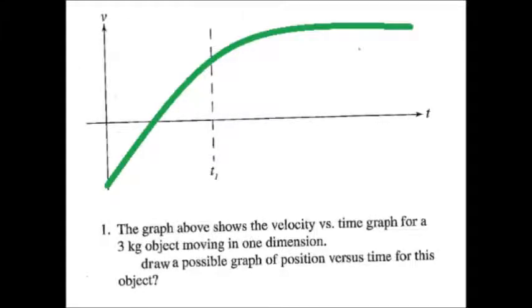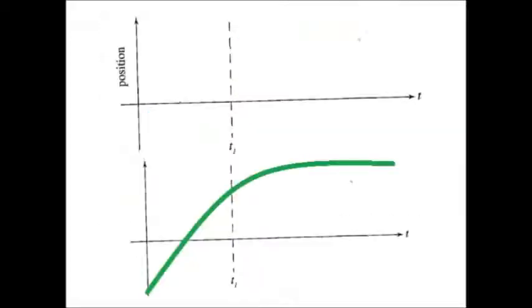The graph above shows the velocity versus time graph for a 3 kilogram object moving in one dimension, and we don't care about mass. Draw a possible graph of position versus time for this object. Well, there's the axis, and we know that the slope on the position versus time graph gives you the value on the velocity versus time graph. Let's take a look at 4 different regions.